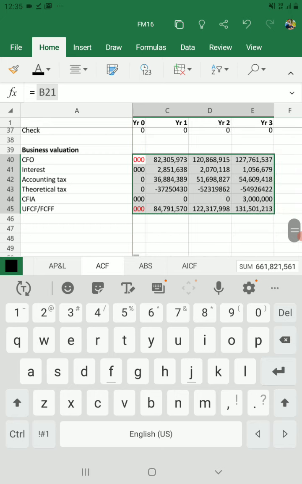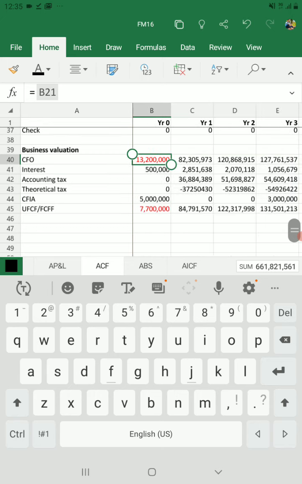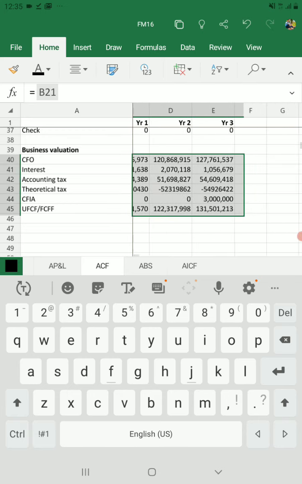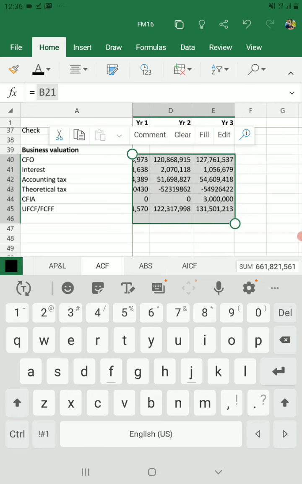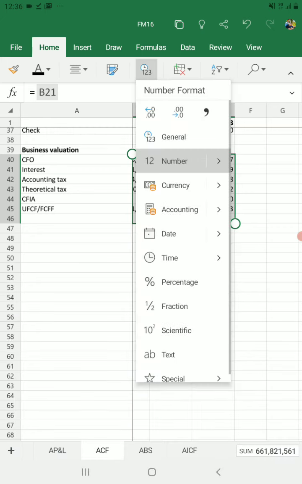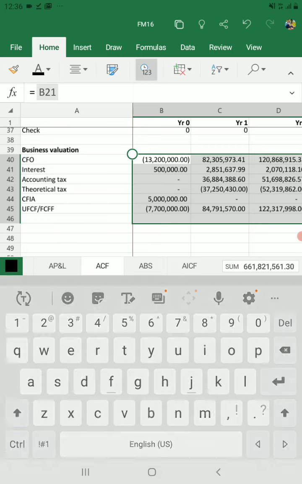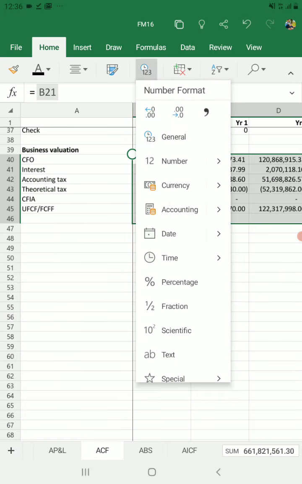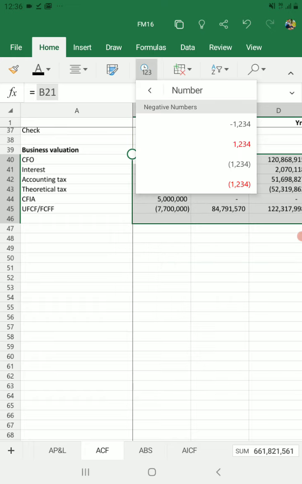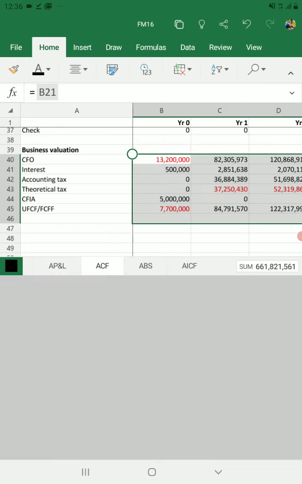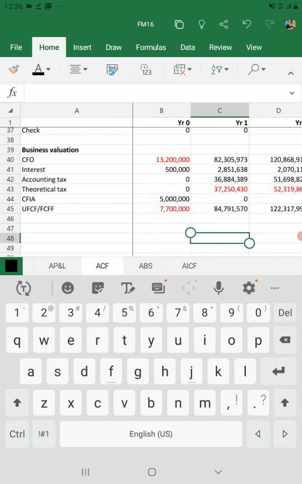Okay, so let me also format this. All this here should be, click here on the 1, 2, 3 sign, and then click again on the 1, 2, 3 sign, then remove decimal places by clicking here twice, and then choose number, negative numbers to be red. Okay, so just arrangement.